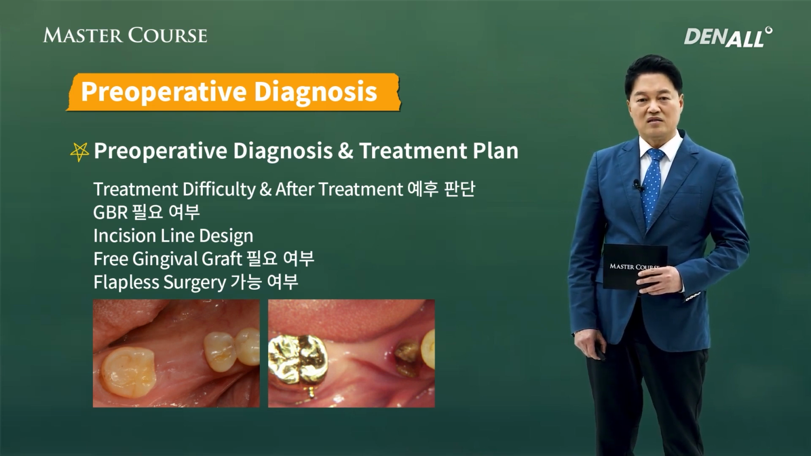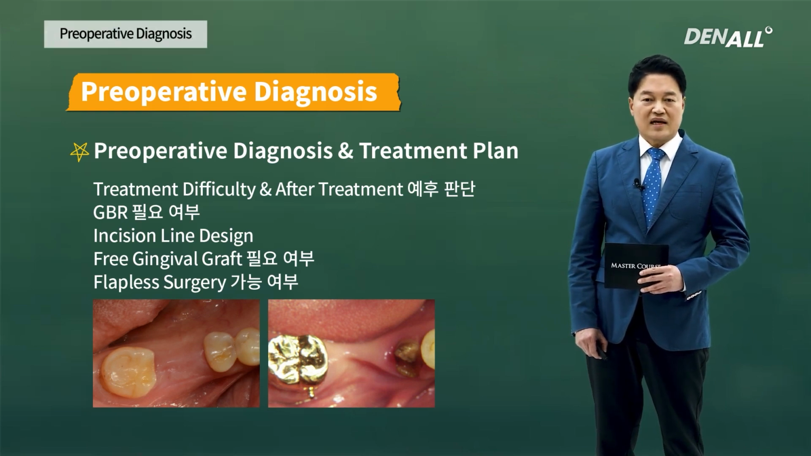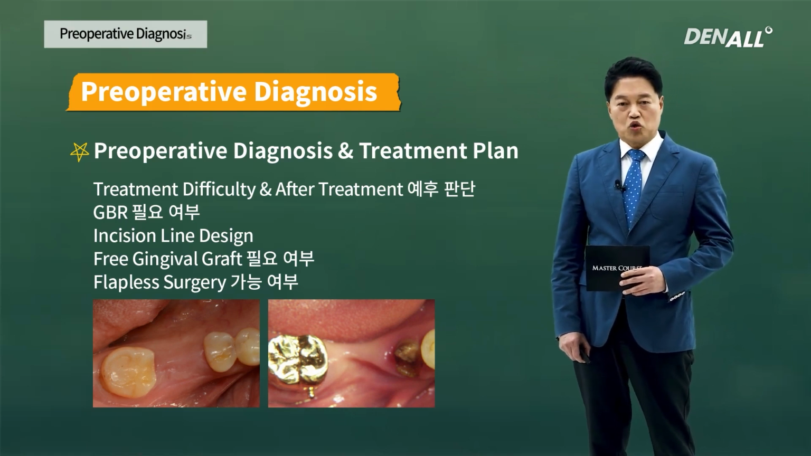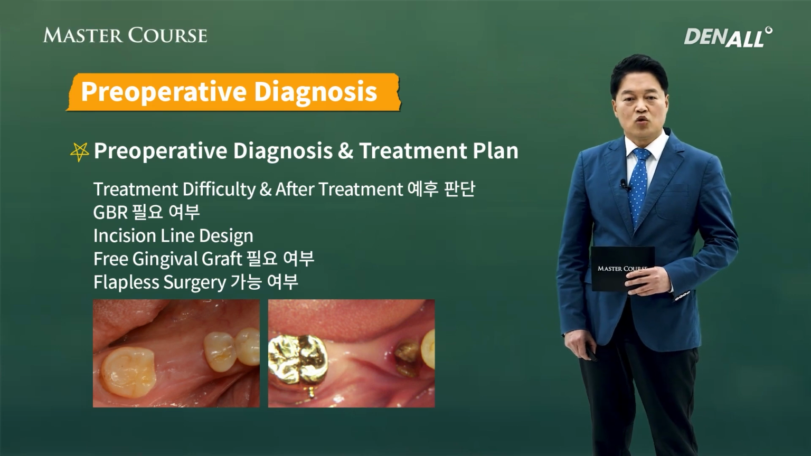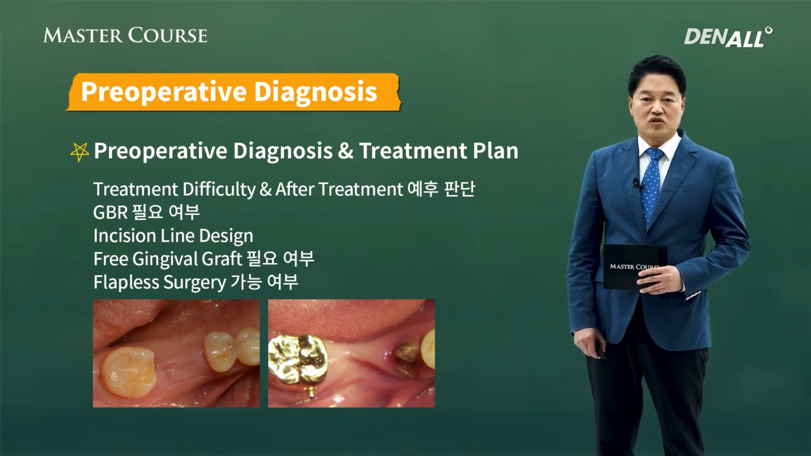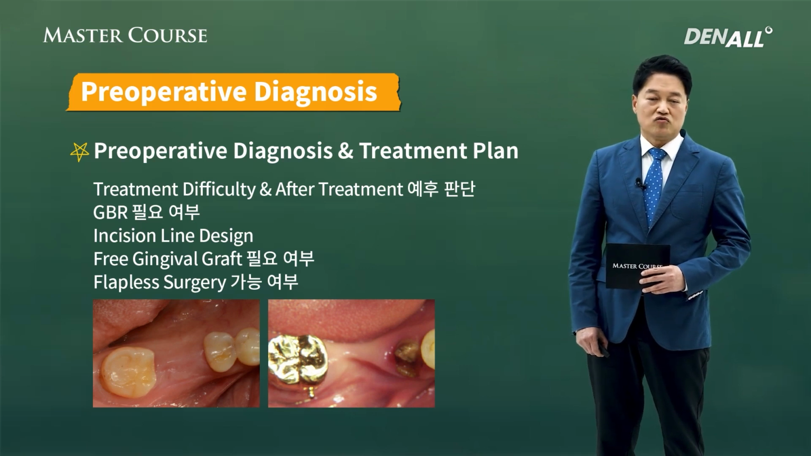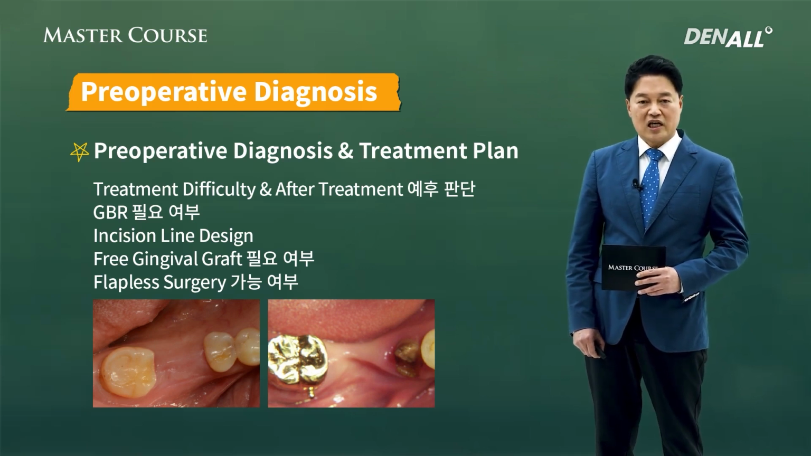On the right, you need to divide the remaining attached gingiva the same on left and right, so the incision line needs to be made lingually. Also, because there is severe bone resorption, GBR is imperative. On the right, there's lack of attached gingiva, so free gingival graft can also be considered. On the other hand, in the case of left, we can consider flapless surgery as well.